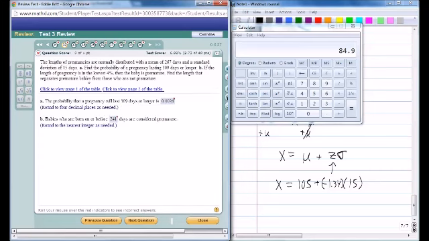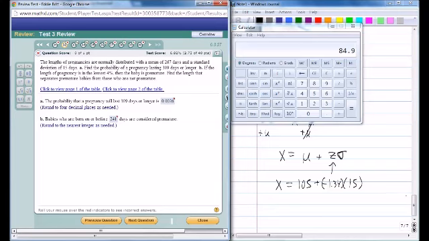Alright, the lengths of pregnancies are normally distributed with a mean of 267 days and a standard deviation of 15 days. We're talking about pregnancies now. Find the probability of a pregnancy lasting 309 days or longer. Key word here, 309 days or longer. That's very important to our problem, the or longer is.